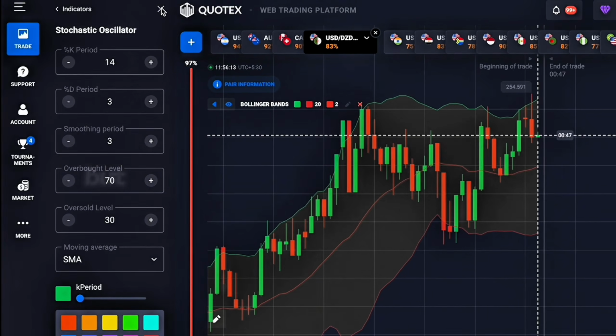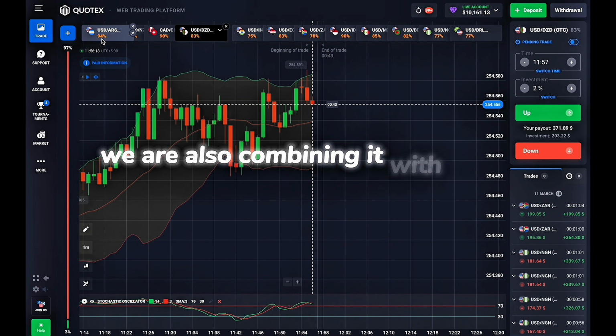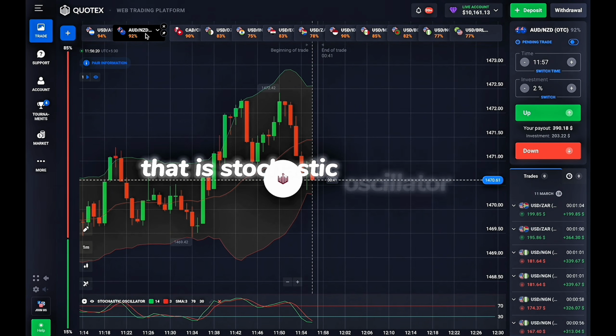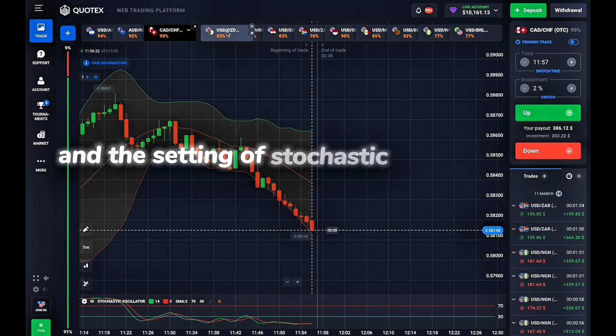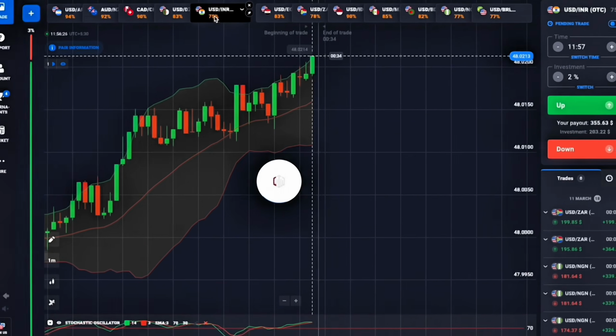reversal move. But we are not going to only rely on Bollinger Band, we are also combining it with my favorite indicator, that is the stochastic oscillator. And the setting of the stochastic oscillator is the default setting, no changes at all. Now I'm fully ready to take trades.